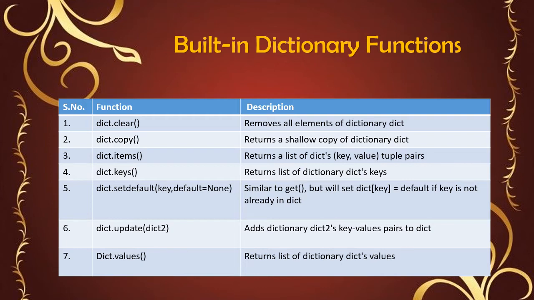See, using the get function we can access a particular element, but what is the difference with setdefault? It means even though the key is not present in the dictionary, it will assign the value none as a default. That's the difference. And update means just add the dictionary 2 key value pairs into that first dictionary, dict.